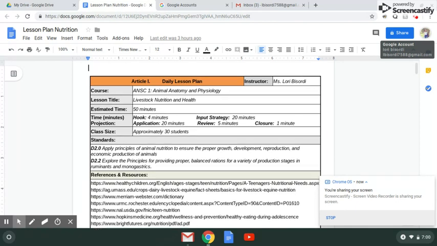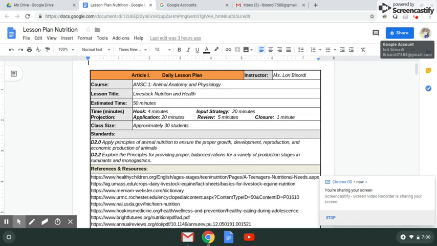So, using my lesson plan here that is used with the Ag Education Program, you'll see I have the title and the title of the course: Animal Science 1, Animal Anatomy and Physiology. Then we move into the lesson title, the estimated time of my lesson, and then the time projection, so how long it should take the hook, the input, the application, review, and closure.